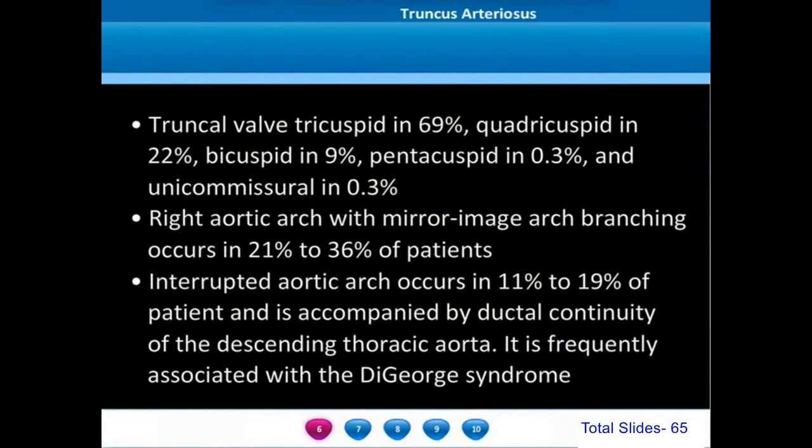Right aortic arch with mirror image arch branching occurs in about 1/3 of the patients. Interrupted aortic arch may be seen in 1/6 of the patients and is accompanied by ductal continuity of the descending thoracic aorta, and this is more frequently seen in 22q11 mutations.